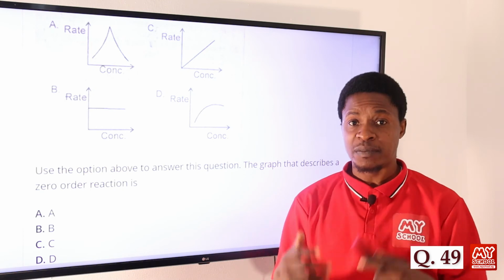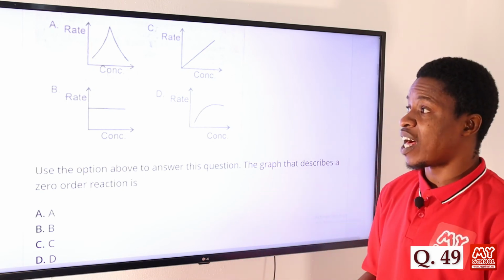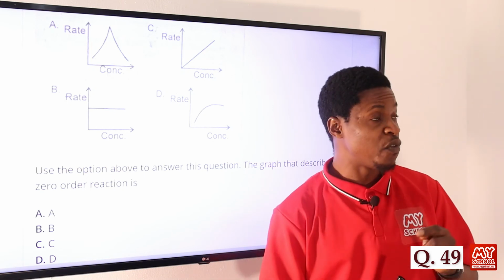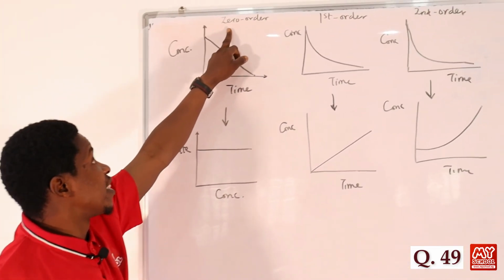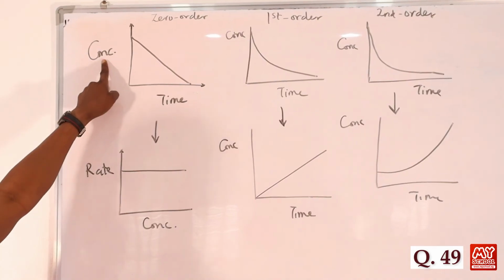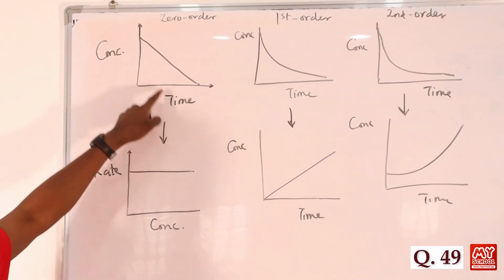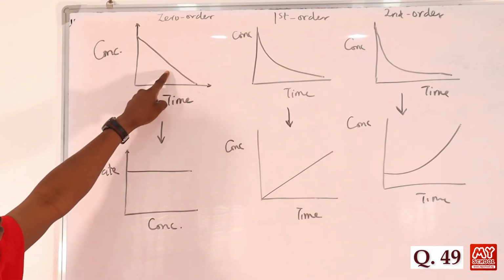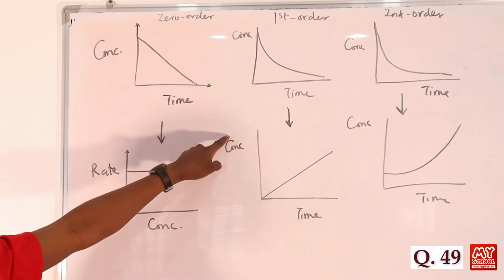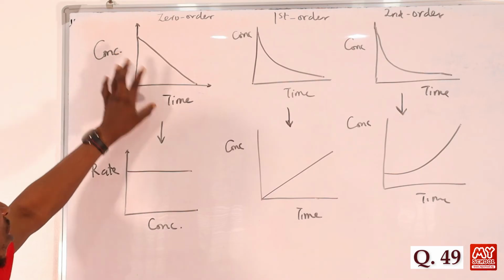Okay, depending on that for the first order reaction. Let's move over to the board so you can see. For a zero order reaction, the relationship between concentration and time, we give a graph that comes down. It is a straight line graph, but it is coming down. That is the relation between concentration and time.